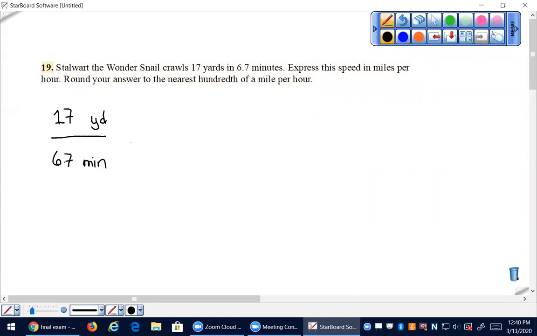So same as before. Doesn't matter if I get rid of yards or minutes first. Feet to yards. Okay, so where do I put the feet? Where do I put the yards? Oh, there you go, it's on the bottom. Yards on the bottom, so it'll cancel. The feet go on the top. 1 foot is, no, 3 feet is 1 yard.